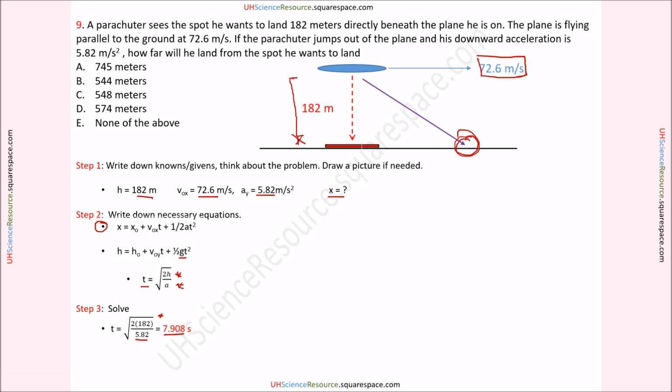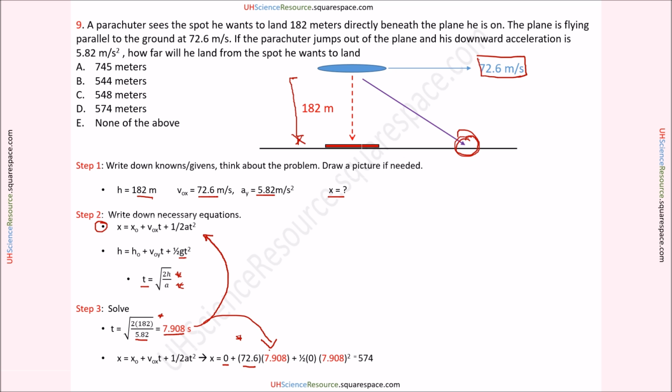That amount of time we can then plug in to our displacement in the x direction. If we do that, we're going to get this right here, in which the initial displacement is 0, and the velocity in the x direction is 72.6, because that's the velocity at which the plane is moving, and that's what he's going to experience when he jumps out of the plane. He's going to have that same velocity, and that's going to last for 7.908 seconds, because that's the amount of time he's going to spend in the air, which we just figured out.